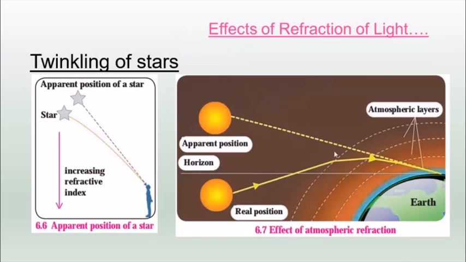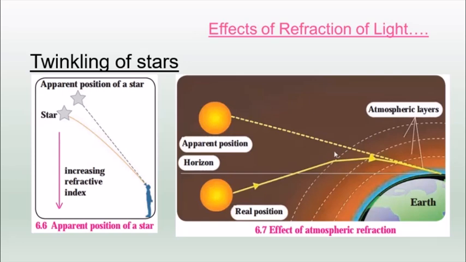Now the effects of atmospheric condition on the refraction of light can also be seen in the twinkling of the stars. We all know that stars are self-luminous, and they can be seen at night in the absence of sunlight. They appear to be a point source because of their being at a very large distance from us. As the density of the air increases with the lowering height above the surface of the earth, the refractive index also keeps on increasing.